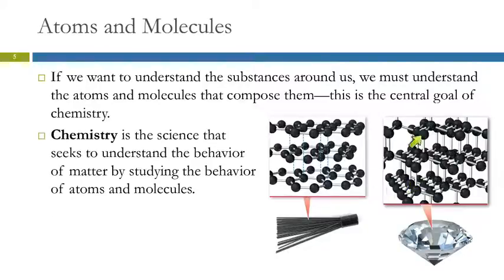Here there's a three-dimensional structure of carbon atoms bonded to each other. In graphite, it's a two-dimensional structure with layers of these structures, and so they slide relative to each other, and that causes the graphite to be slippery. Makes it useful as a lubricant or as a writing tool. If we want to understand the properties of graphite or diamond, we have to look at the atoms and molecules that compose them. And that's the central goal of science, is to understand the behavior of matter by understanding the behavior of atoms and molecules. Any questions?